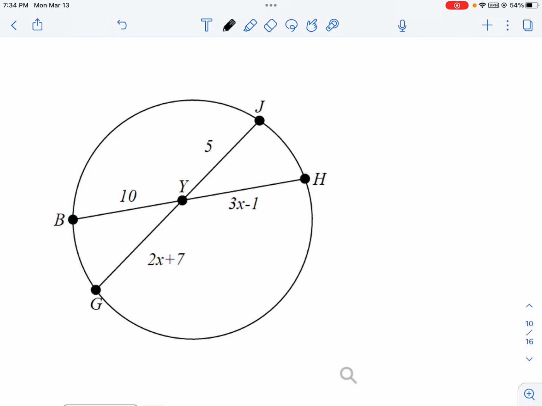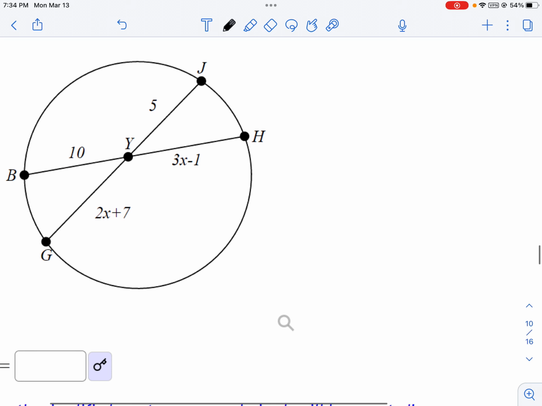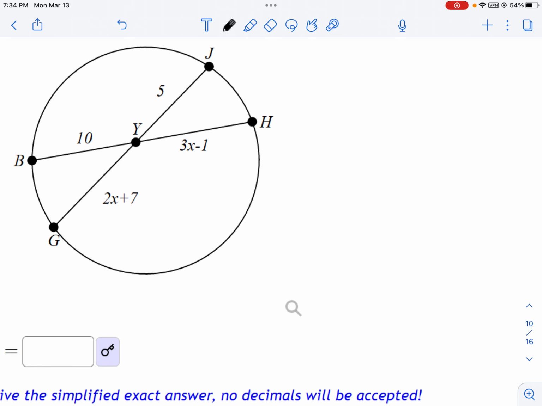Now, how do we tackle this? Where are we going to go from here? Well, you have to know some of your properties with chords. And that is what's called proportional lengths when it comes to intersecting chords. That means that essentially the small length times the larger length of one chord is going to equal the small length times the larger length of chord 2.